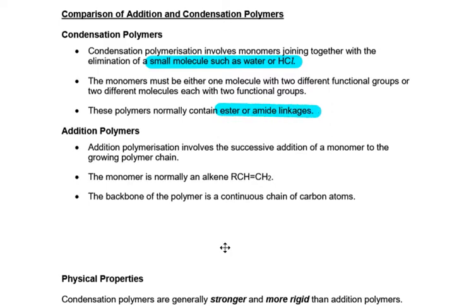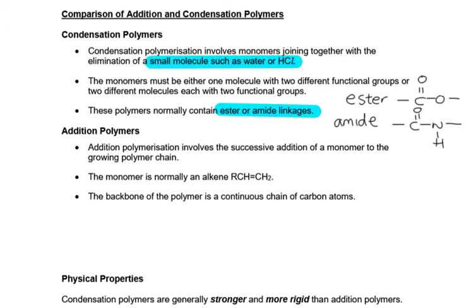So remembering that our ester link is one where we have a C double bond O, and it's joined to two C chains. So two chains either side, and our amide link is our C double bond O, and we've got an NH, and we're joined on to some more chain. So ester or amide links.